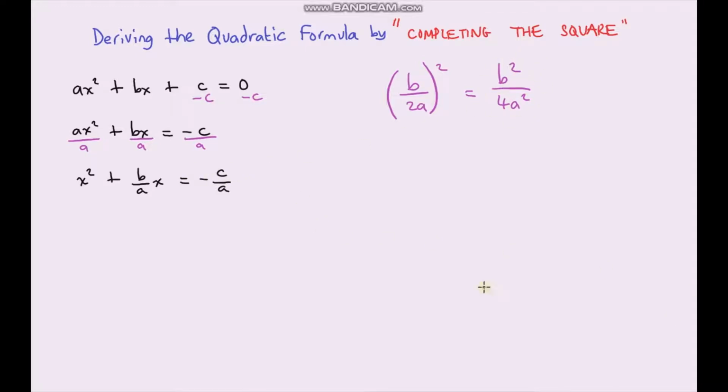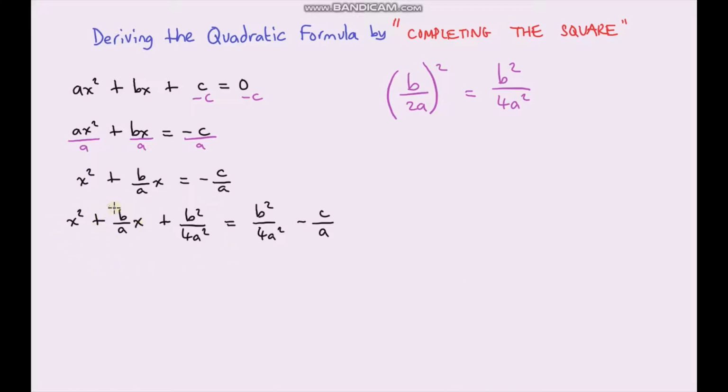So on the left hand side of my equation I'm going to be left with x squared plus b over a x, and then plus this, so plus b squared over 4a squared. And on the right hand side of my equation I'm going to be left with b squared over 4a squared, and then subtract c over a. Notice how this is exactly the same as this. All I've done is add this to both sides of my equation. And now I've completed my square.